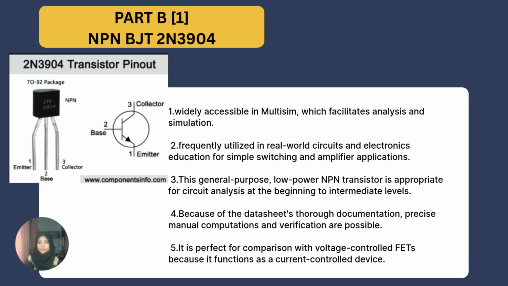And now for part B, we have the NPN BJT 2N3904 transistor. This transistor is widely accessible in Multisim, which facilitates analysis and simulation. It is frequently utilized in real-world circuits and electronics education for simple switching and amplifier applications. This general-purpose low-power NPN transistor is appropriate for circuit analysis at the beginner to intermediate levels. Because of the thorough datasheet documentation, precise manual computations and verification are possible.